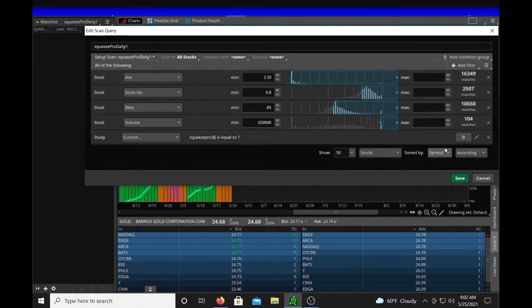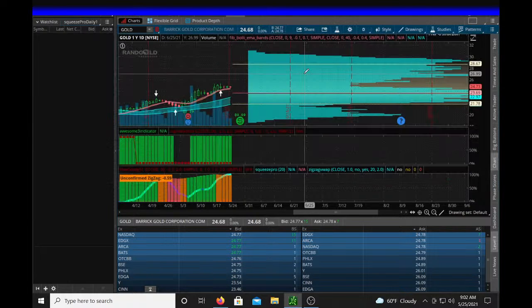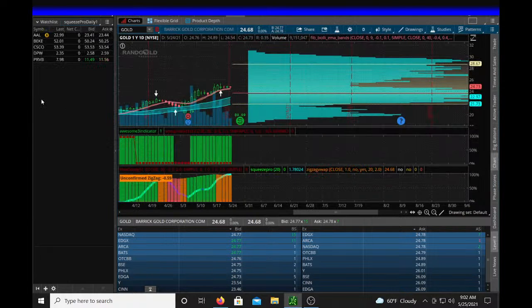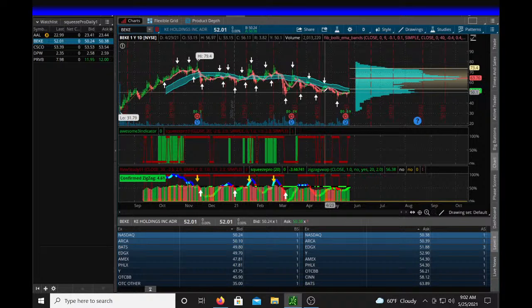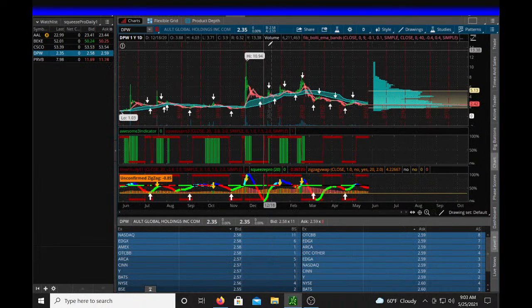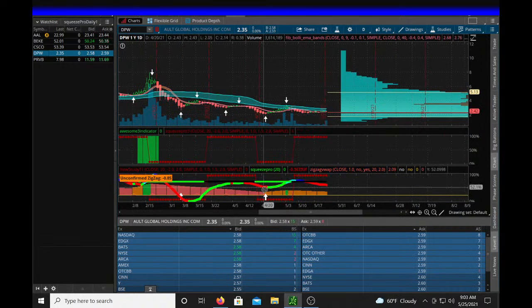And 650,000 shares traded. Rewrite that scan. And now we've got, let's see, looks like American Airlines, BEKE, which I think is Berkshire Hathaway, but maybe not. No, okay, KE Holdings, I don't know who that is. Cisco, DPW, which is Alt Global Holdings, okay.